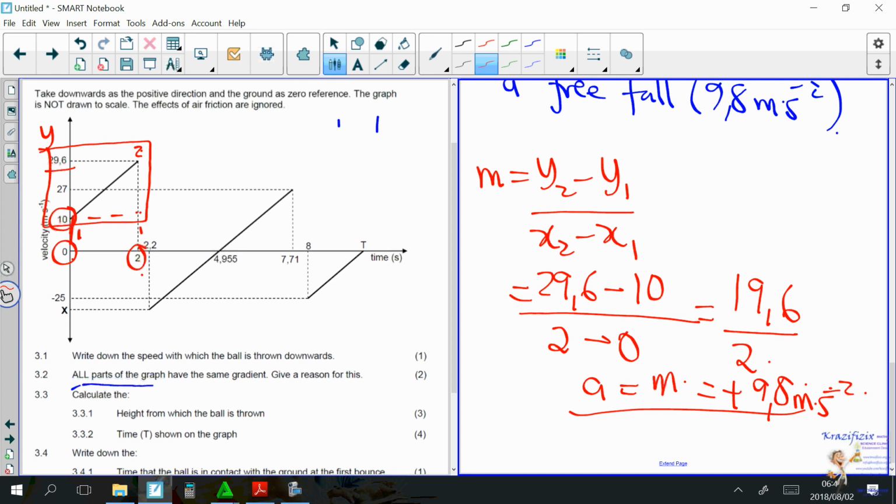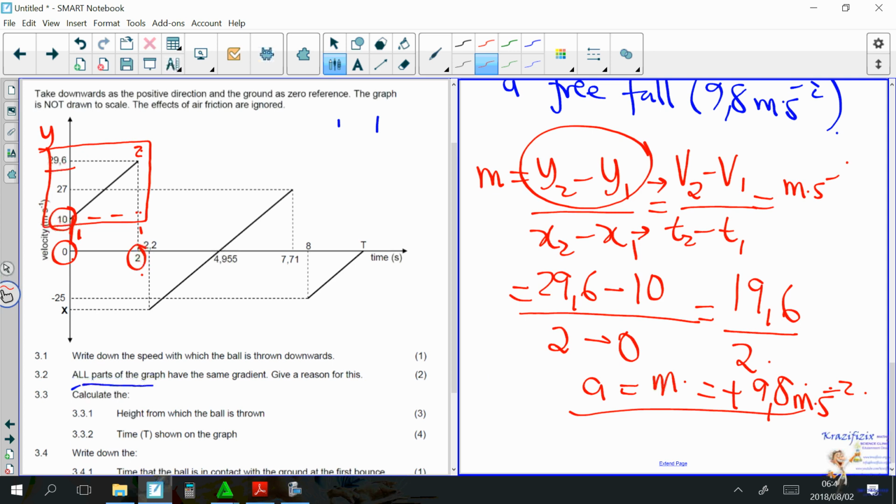Again, let's do this. This is my y. What's my unit? It's velocity here, right? So we're actually saying v2 minus v1 over t2 minus t1, because that's what's on my x. Now what's the unit here? It's meters per second over second, and this we can write as meters per second per second. Mathematically, meters per second squared. Done. I love this.